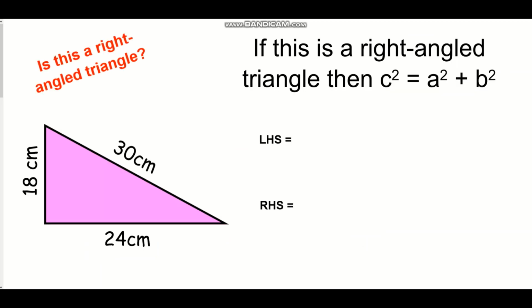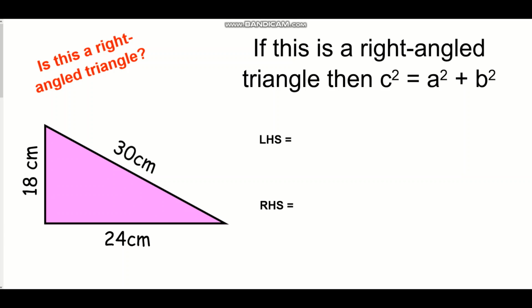So how does this work? What you'll be given is a triangle with all three measurements of the sides, and you'll be asked, is this a right-angled triangle? What you need to do first of all is write the statement that is at the top right of this screen. If this is a right-angled triangle, then c squared equals a squared plus b squared. That's Pythagoras' theorem, that's what it states.